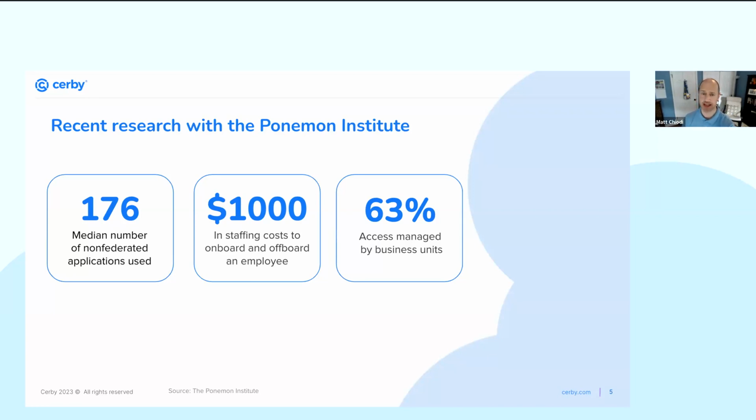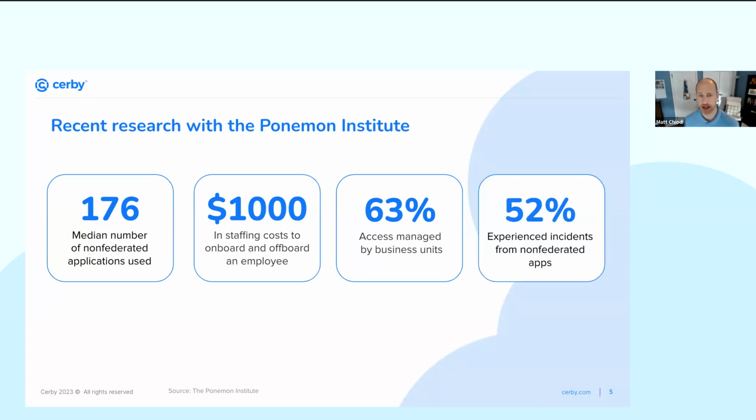And so what we found is that the access is not being managed centrally by IT or by security. It's being managed by the business units 63% of the time. And when it comes to cyber risk, this is probably one of the biggest questions that people have, is just how prevalent are breaches? Well, I started out with the 1 in 7.